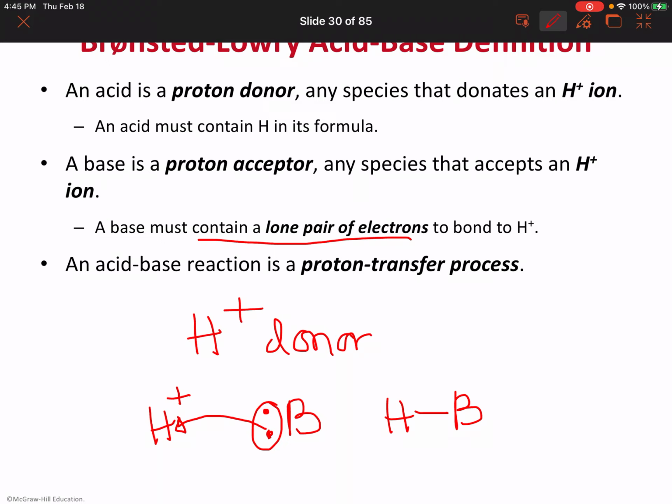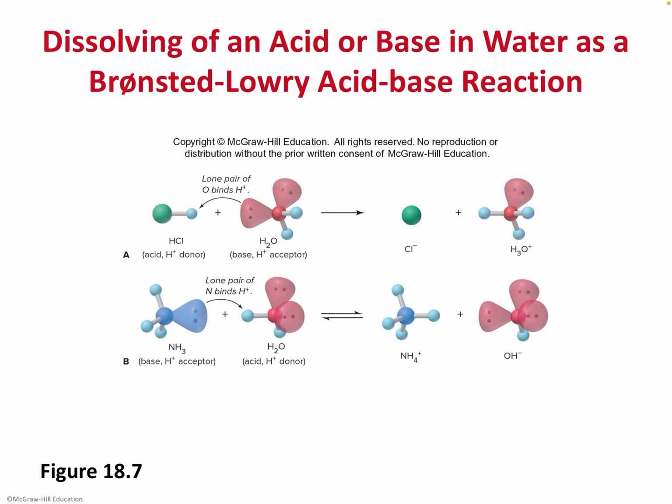Okay, so acid is a proton donor, base is a proton acceptor in terms of the Bronsted-Lowry acid-base definition. So base accepts a proton. Now you can see in this diagram how a water molecule acts as a base when hydrochloric acid is present. Dissolving of an acid or base in water is a Bronsted-Lowry acid-base reaction.